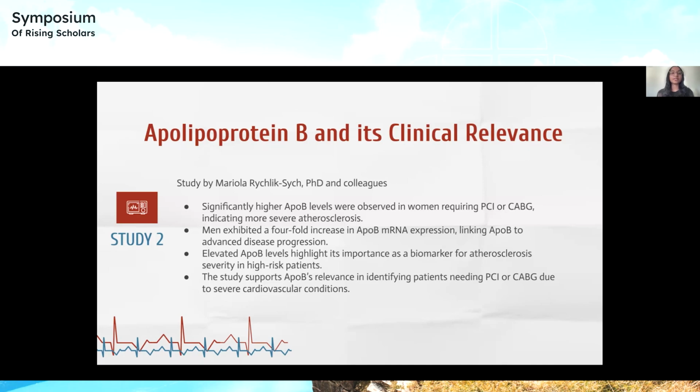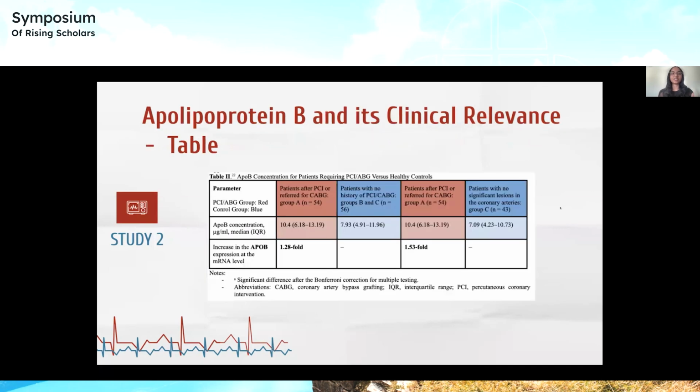For this, I investigated a study by Mariola Rylek-Syka, who's a very prominent scientist and also a PhD, as well as her colleagues. And she discovered that significantly high ApoB levels were observed in women and men requiring PCI or CABG. That's just a fancy way to say that they had a history of cardiac events. There were actually two control groups here, which I can show you on the screen where I visualized it on a table. The first control group was the patients with no history of PCI or CABG, or no history of cardiovascular disease. And the second group was the same, but it was a different population.